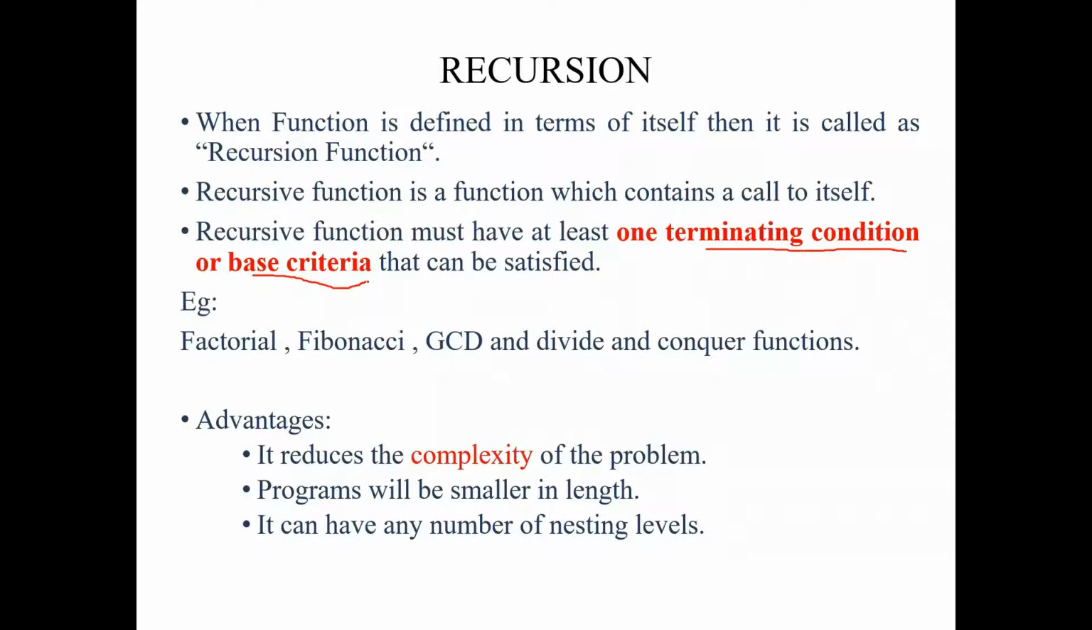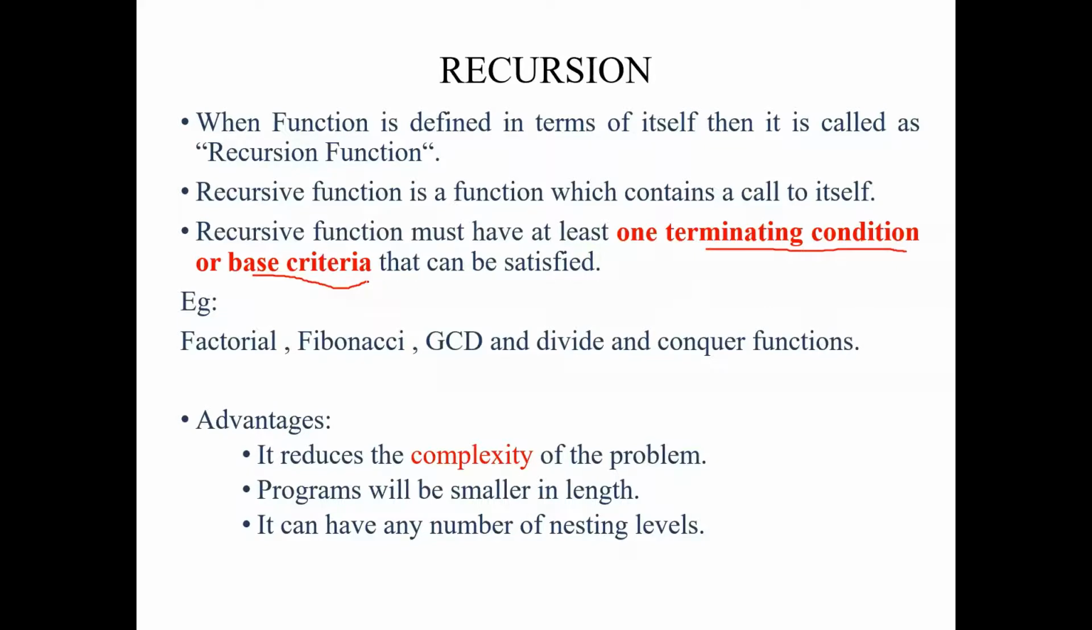So when you are calling recursion, you have to make sure there is at least one terminating condition. Terminate means what? To stop, right? There should be one terminating condition which will be met. Understood? It should be a condition which will be met at least once. So when we encounter that condition, we should stop this recursive call.